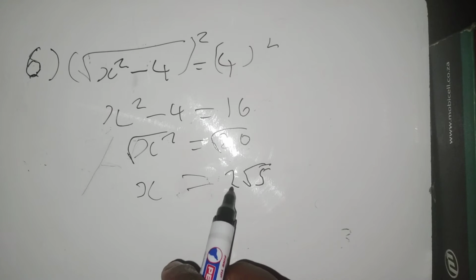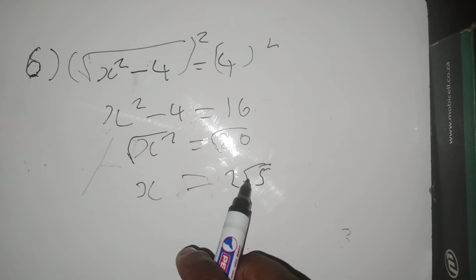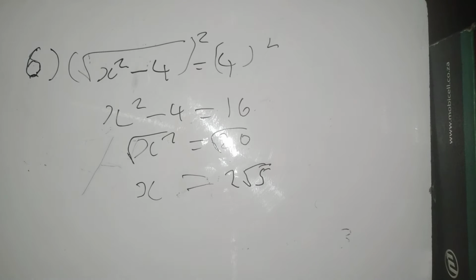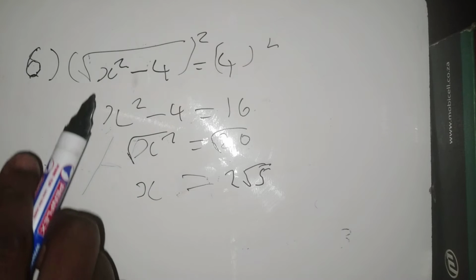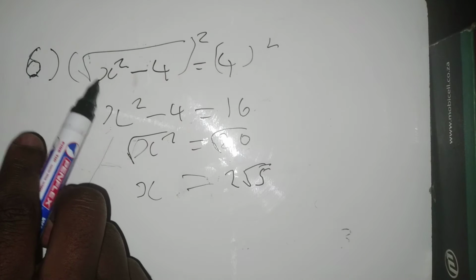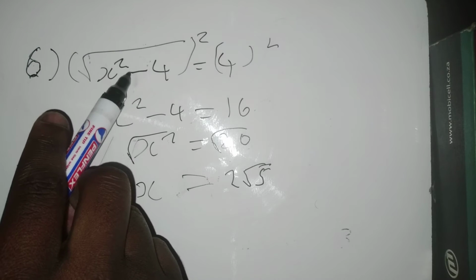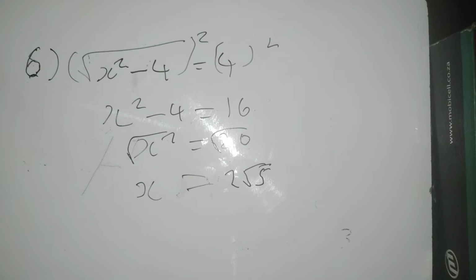Yeah, because I know if I square 2, it will be 4. If I square this, it will be 5. 4 times 5 is 20, to go back. Yeah, so let's check if that solution is valid. If I put that in the calculator, of course, I'll have 20. Then 20 minus 4 is 16. And then square root of 16 is 4. So the left will be equal to the right hand side.